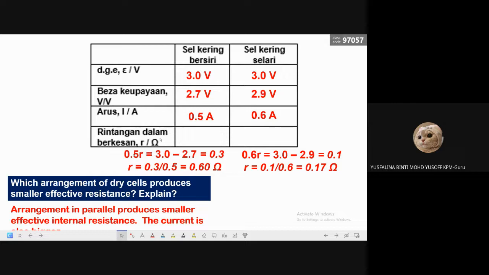So which arrangement of dry cells produces smaller effective resistance? The arrangement in parallel produces smaller effective internal resistance. The current is bigger because of the smaller internal resistance. It means you don't need a lot of energy to move the charge inside the battery, so the current produced can become higher, right?